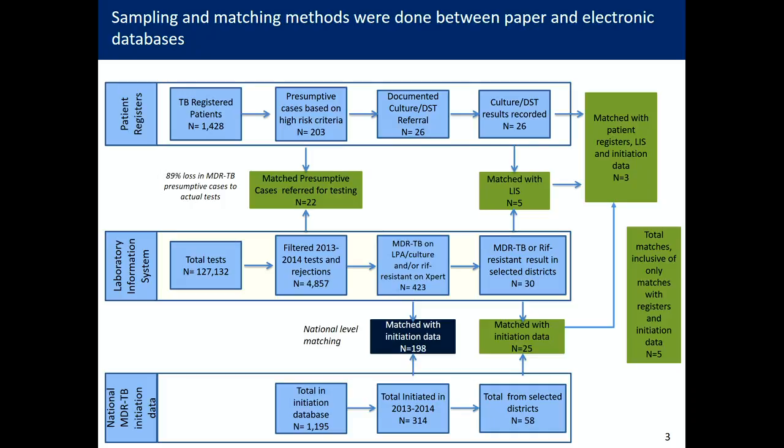From the patient registers, we recorded patient records from 1,428 patients over 14 sites. From the laboratory information system, we were able to get 127,000 records. For the MDR-TB initiation data, we were able to capture about 1,195. From there, we used name matching to figure out what are the presumptive cases that should have been referred, how many were actually tested and found in the laboratory information system, and of those who are MDR-TB positive, how many initiated treatment. I'll just move on to some of our findings.